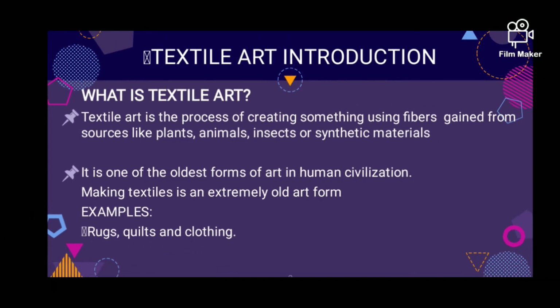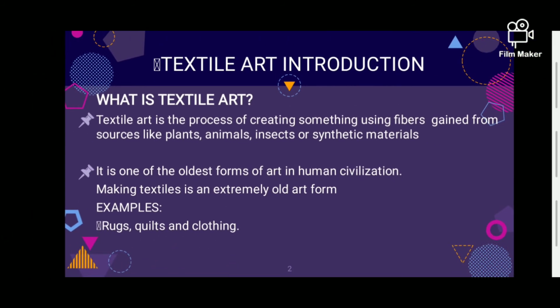So what is textile? Textile art is a process of creating something using fibers gained from sources like plants, animals, insects, or synthetic materials. It is one of the oldest forms of art in human civilization. Making textile is an extremely old art form. Examples of this are our clothes, rugs, quilts, blankets, and many more.